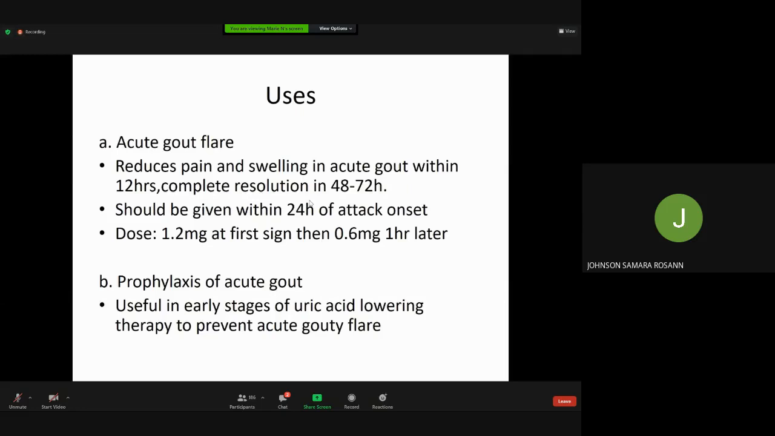Apart from using it for acute gout, you can also use it as prophylaxis for acute gout. So in a patient who you're using the uric acid lowering therapies, as you lower the uric acid in the blood, you actually have mobilization of uric acid from other tissues where it is stored. So those patients may actually be at increased risk. I'm just writing important things that aren't in the slide.